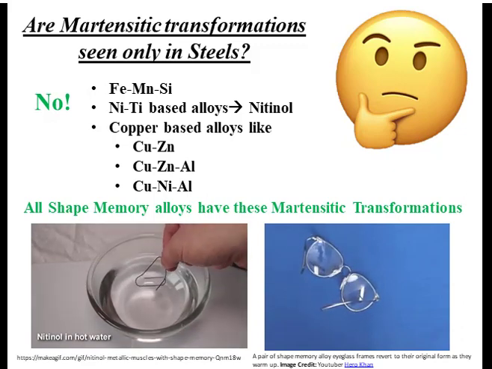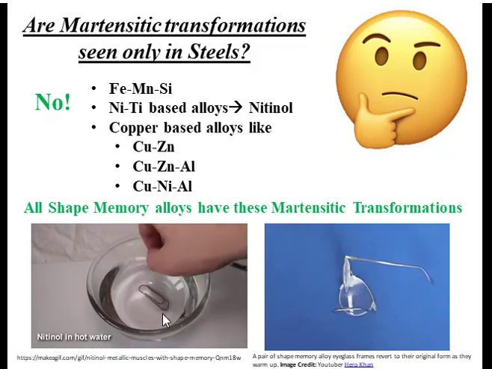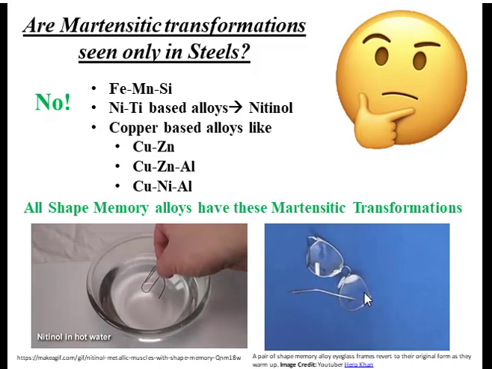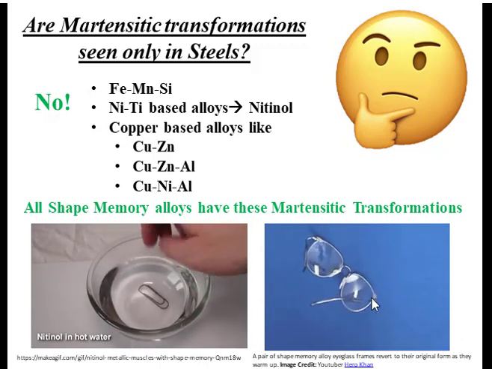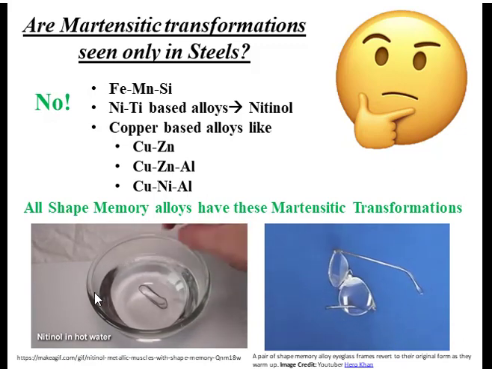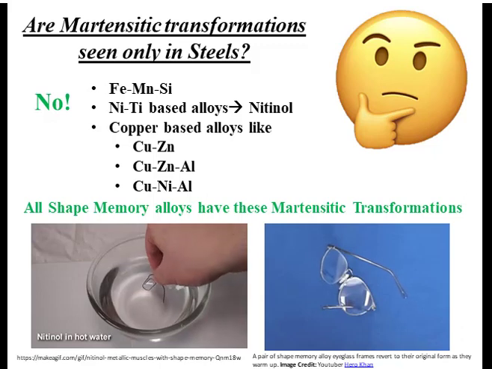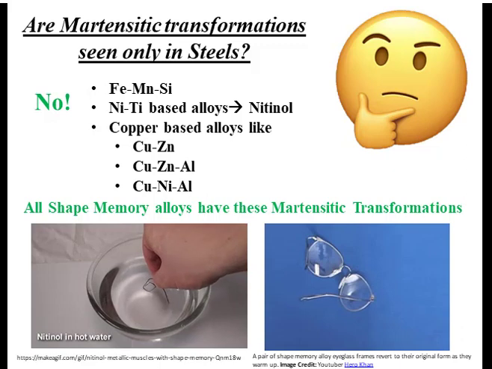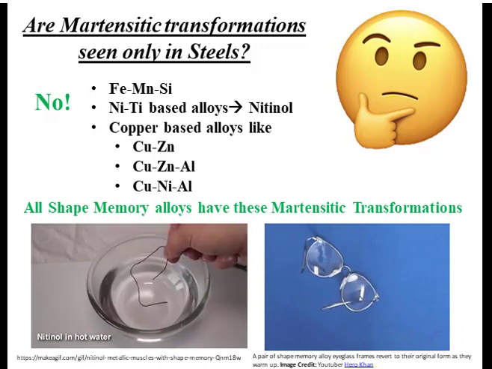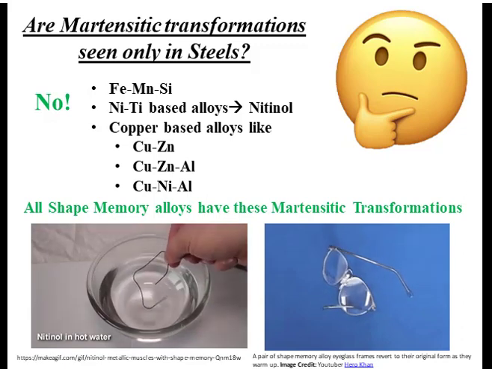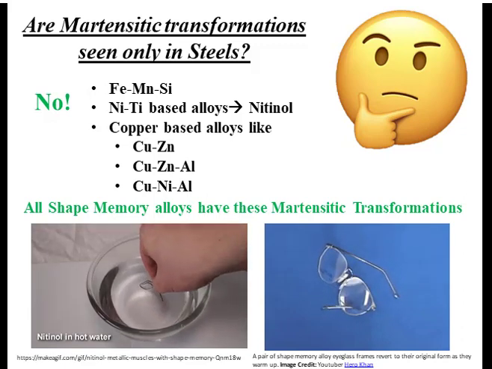So here you can see nitinol in hot water and it has regained its original shape. Here you can see a pair of glasses which have been crumpled, and with heat they regain their original shape. So we'll talk about shape memory alloys later on during this part of the course. But currently, I just want to give you an idea. When I say martensite, it's not just about the iron carbon phase diagram. It can be about any of these as well.